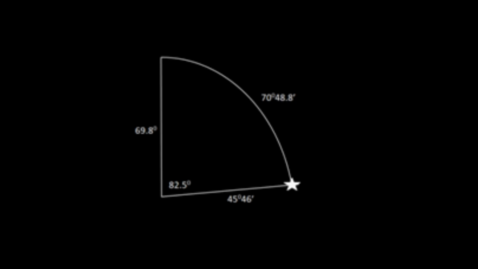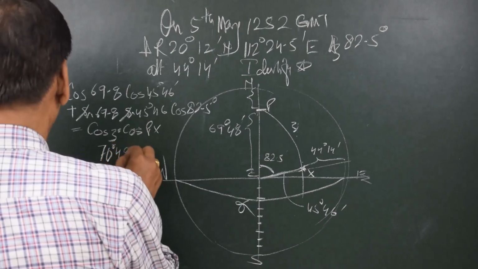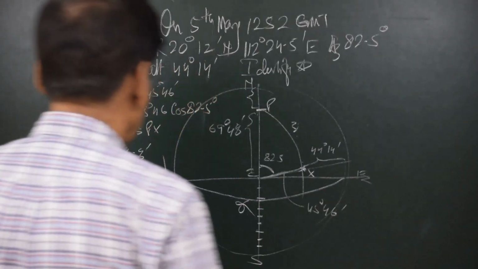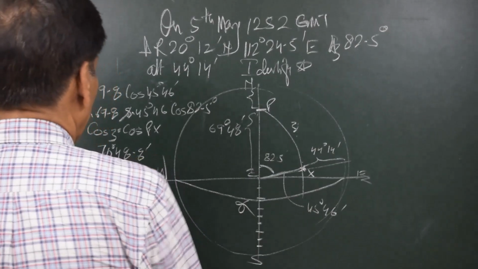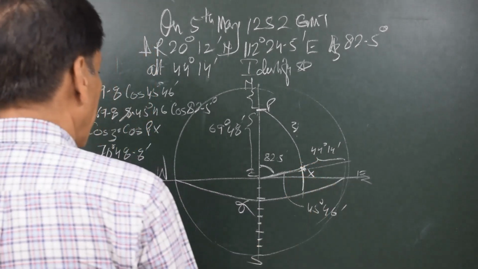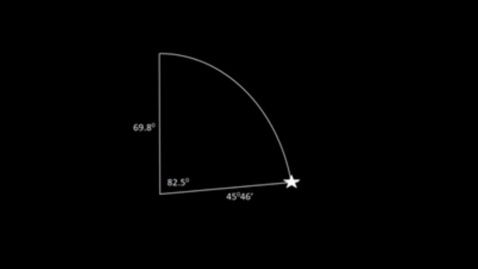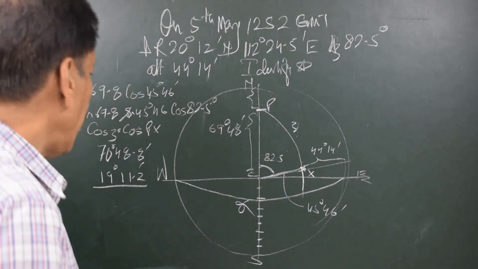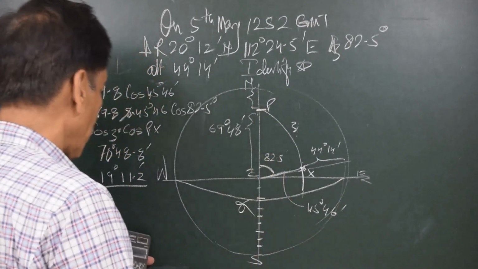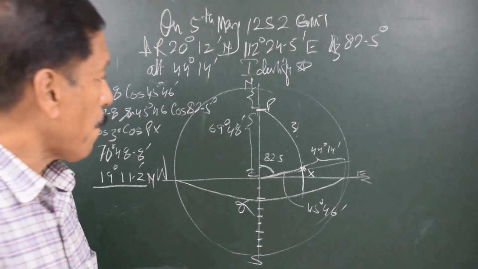(70 degrees 48.8). So what I get is 70 degrees 48.8 minutes. So that is the polar distance. So the declination, which is the distance from here to here, should be 90 minus polar distance. So that should be 19 degrees 11.2. You can see that the star is north of the equinoctial, so declination is north. So this is the declination of the star.